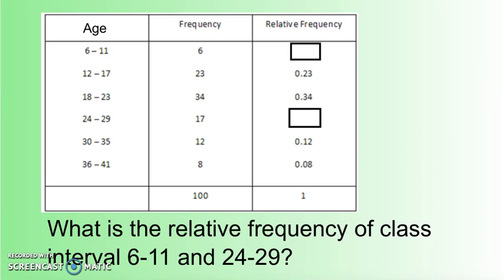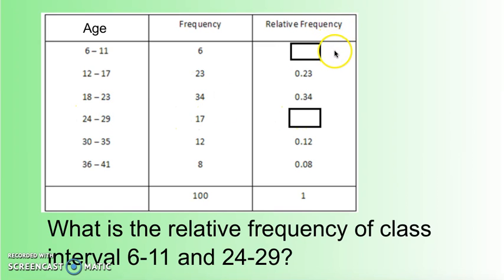Okay, for our next problem, it looks like we're looking at age of people, and it looks like a survey. They did a survey and tried to figure out how many people own a cell phone within these age groups. They surveyed even young children all the way up to 41 years old. This is how many people, that's our frequency. Our job is to figure out the relative frequency between 6 and 11 years old and 24 and 29 years old.